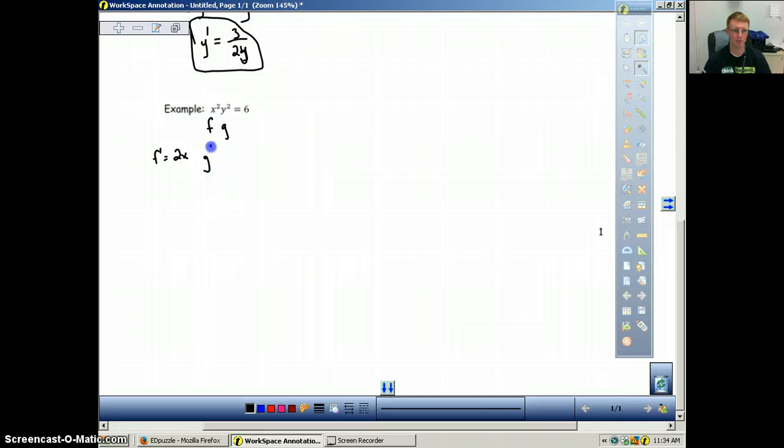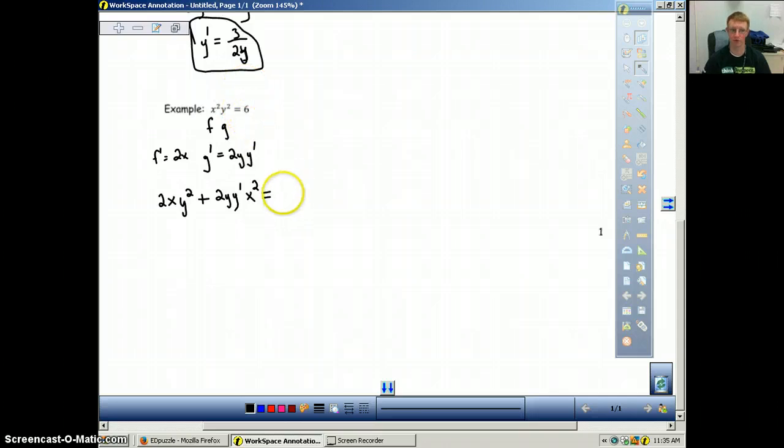My g prime, because it's a y and we're taking the derivative with respect to x, will be 2y times y prime. Now we apply our product rule. F prime times g, so we have 2x times y squared, plus our other one, g prime, which is 2y y prime, times x squared.